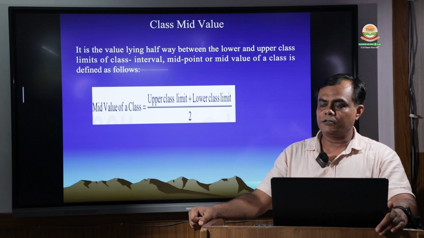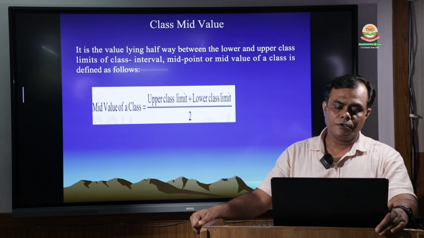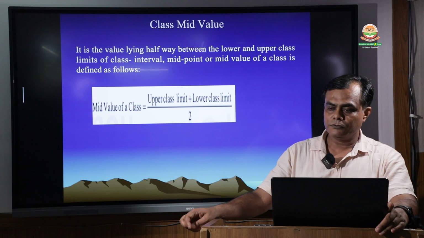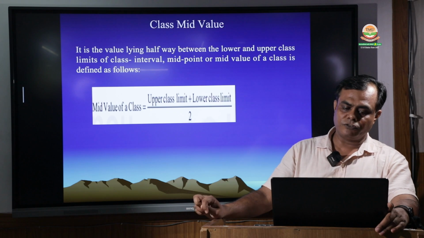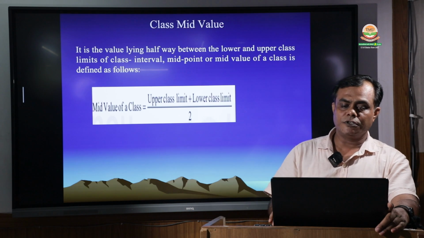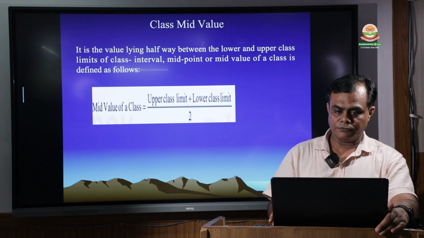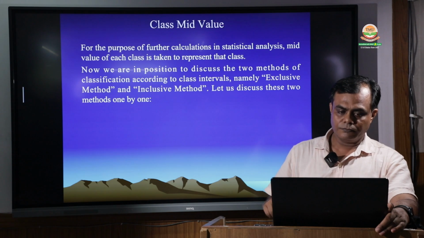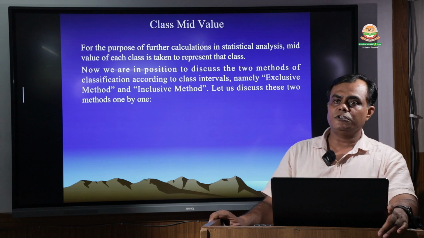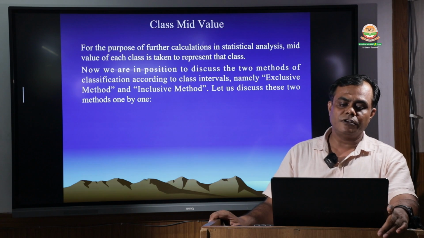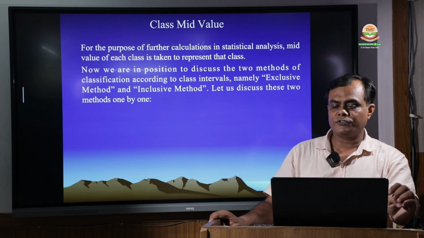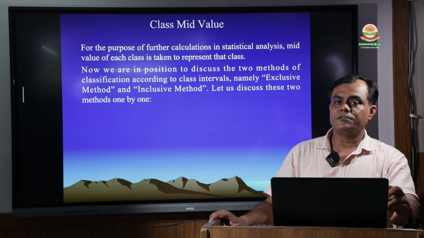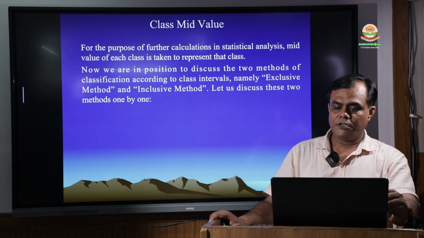So if the class interval is 10 to 20, the upper limit is 20 and the lower limit is 10. So 10 plus 20 is 30, divided by 2 equals 15. So the mid value is 15 for the class interval of 10 to 20. For the purpose of further calculation of statistical analysis, the mid value of each class is taken to represent that class.